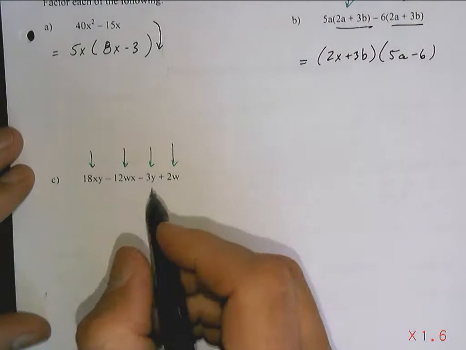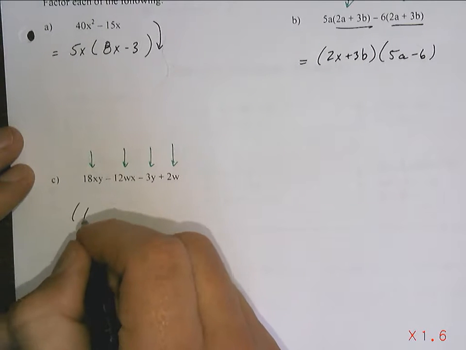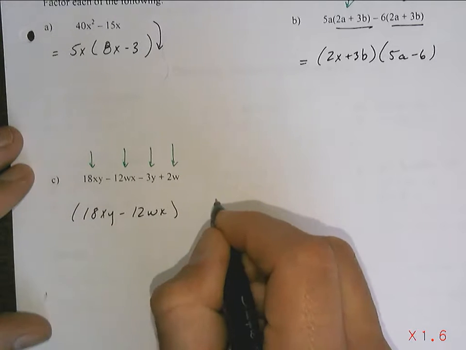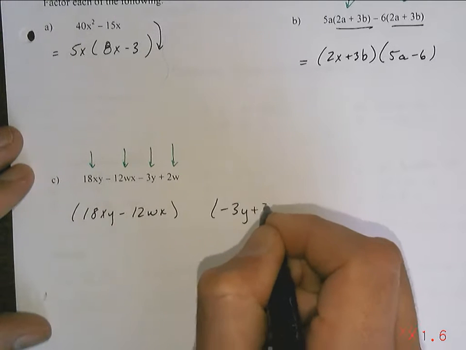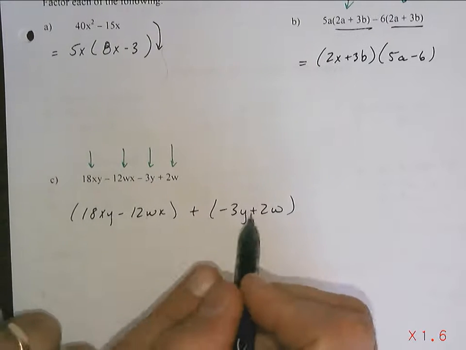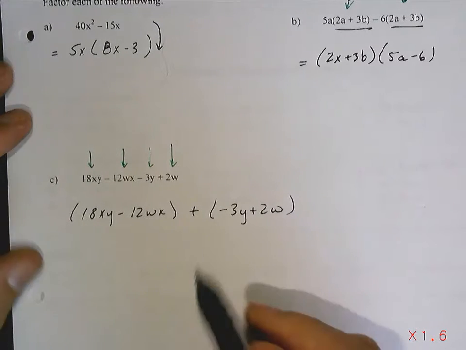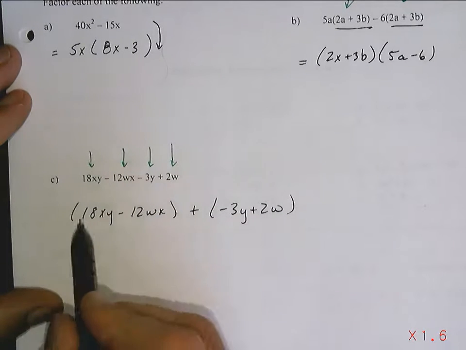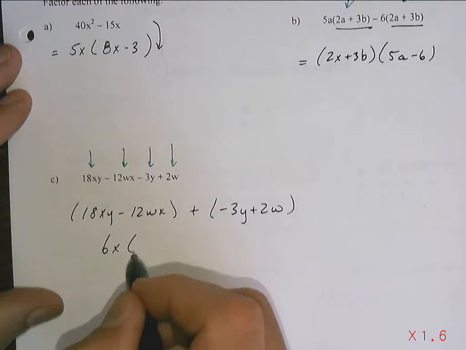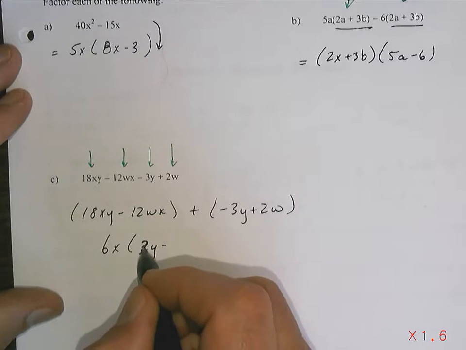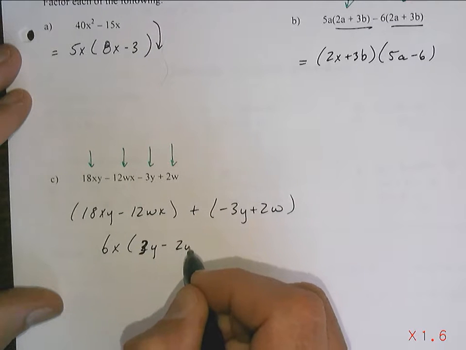So what we'll do is we'll put them together. We'll put these guys over here, and we'll put these guys over here, and we'll put that addition, meaning that this group plus this group came from my original group. Notice that that negative follows with the 3y. Going to common factor out a 6x here, which is going to be a 3y minus 2w.